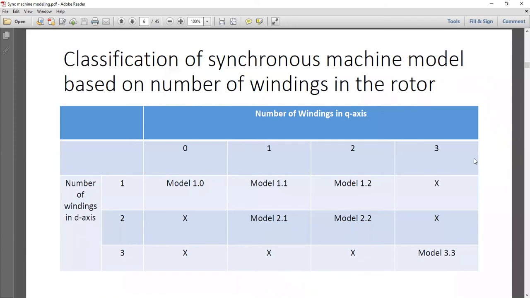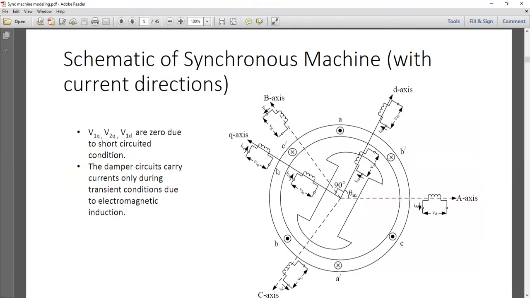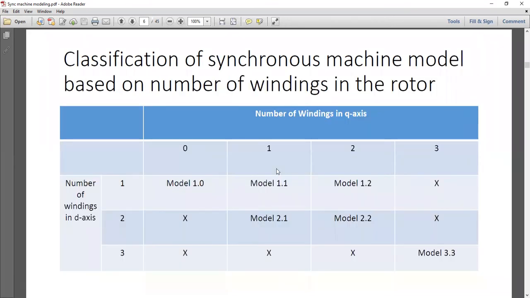Okay, now come to the classification. As I said, this configuration here, with only one D axis winding additional and two Q axis windings, is only one of the classifications which are actually shown in this table. If you look into the table, along this line you have the number of windings in the Q axis.